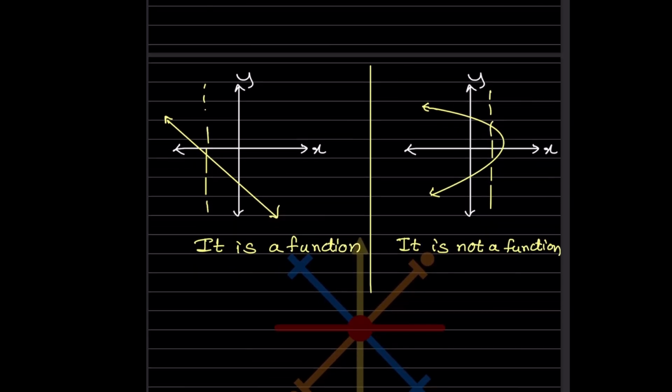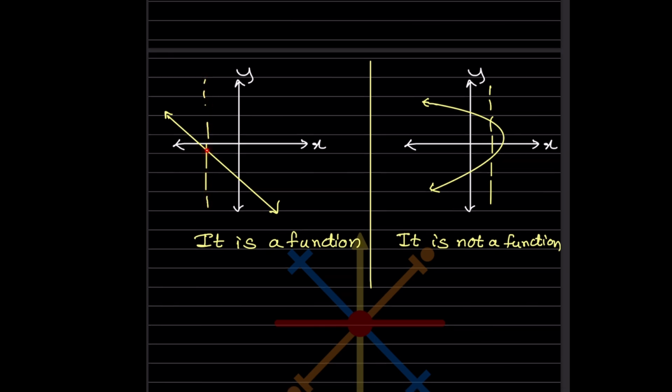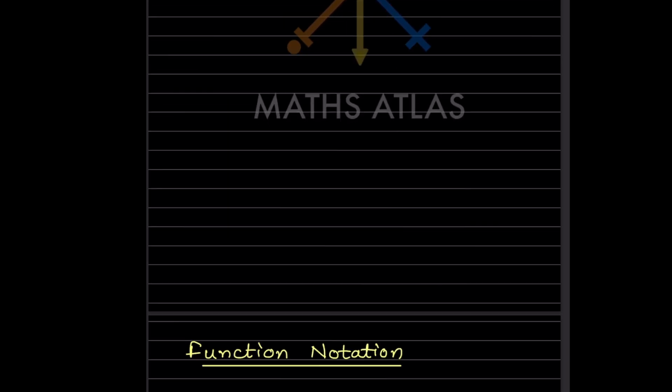Now look at here. This is a vertical line. It is intersecting at only one point, so we can say that it is a function. Now look at this diagram. Here this is a vertical line. It is intersecting this curve on this one as well as here, so this is not a function. If it is intersecting at only one place, it is a function. More than one, it is not a function.